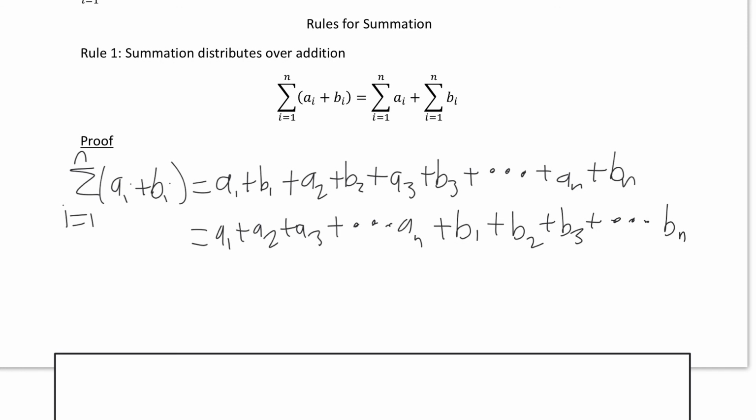But if you look here, a1 plus a2 plus a3 plus all the way to an, this is actually the sum as i equals 1 to n of a_i. So we could rewrite this here as the sum from i equals 1 to n of a_i. And here we have b1 plus b2 plus b3 all the way to bn. This is simply the sum from i equals 1 to n of b_i, which is exactly what we wanted to show.